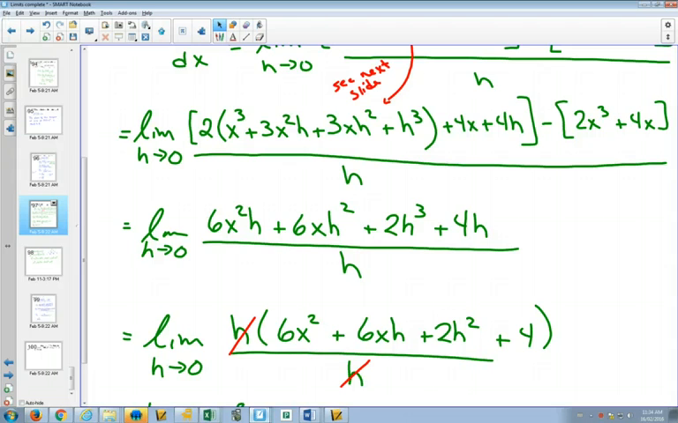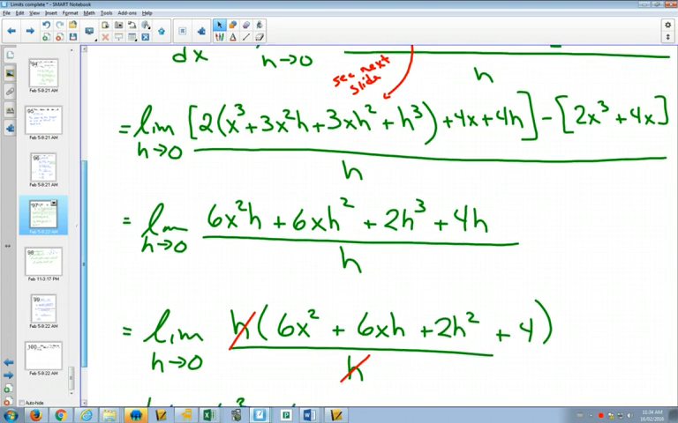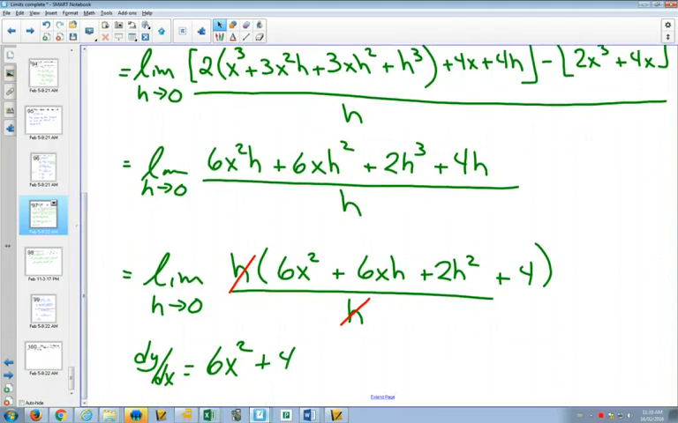So once you've expanded everything and combined like terms, what you're left with in your numerator only has an h in common in all of them, which means you can factor that out. And once you've factored that out, then you can apply the limit. Wherever there's an h, you can plug in 0 for h, and you will just get 6x squared plus 4.